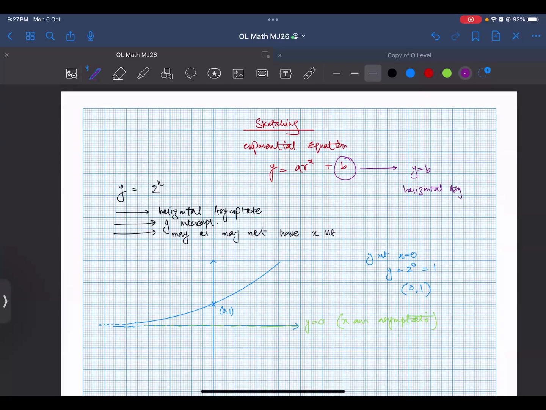Sir, in y is equal to 2 power x, there is no value of b. The value of b is 0. There is nothing being added. So y is equals to 0 is the horizontal asymptote, which is what? The x-axis. There is nothing being added to the 2 power x. So this means the value of b is 0. And if b is 0, this means y is equals to 0 is the horizontal asymptote. And y is equals to 0 is the line of the x-axis.